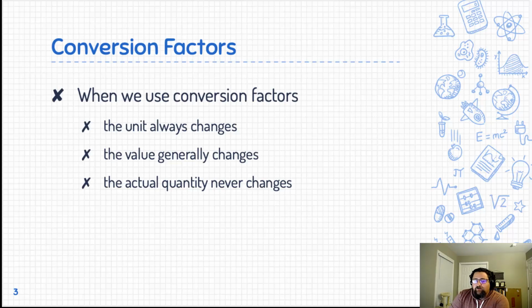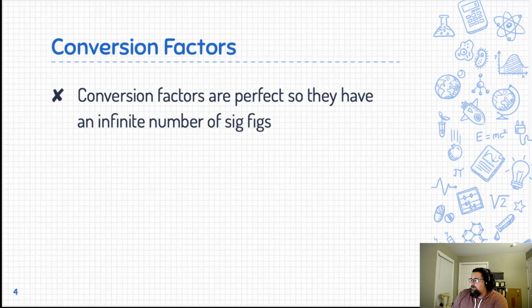But the quantity we're talking about does not change. They are equivalent measurements. So if we had 36 eggs or 3 dozen eggs, we're still talking about the same quantity of eggs. We're just representing it in a different way. Conversion factors are perfect. They're going to have unlimited sig figs, which means that when we're doing any calculation with significant figures, you can just ignore them. It does not impact sig figs as they are infinite. If we haven't got into sig figs yet, we will.